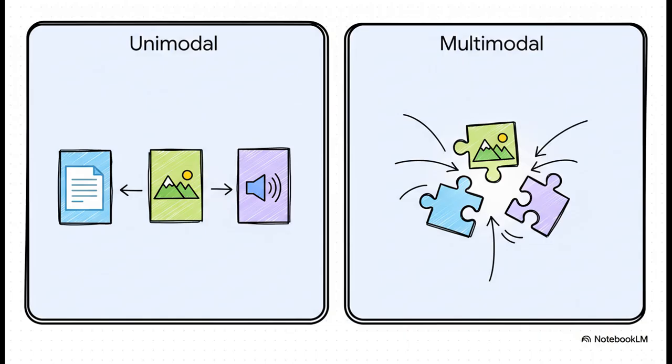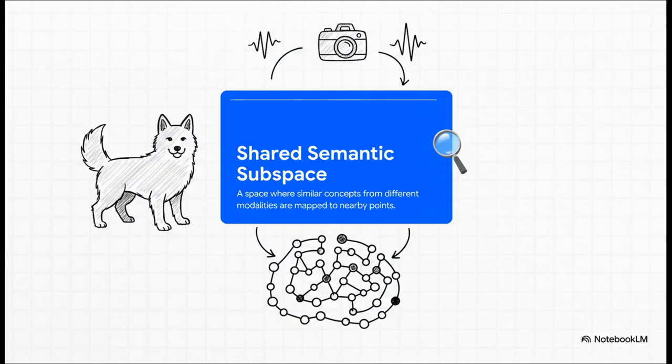And this slide just lays it out perfectly. A unimodal AI is a specialist. It's great with one type of data, like text or images. But a multimodal AI is a generalist. It learns to integrate multiple data types, to understand the deep relationships between text and images and audio. So how on earth does it do that?